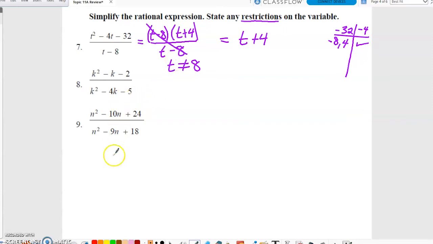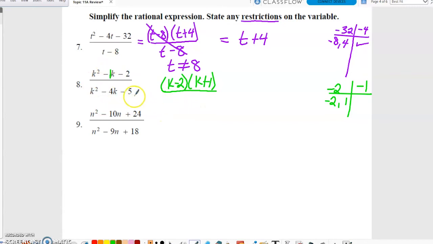Looking at number 8, switch colors here, I'm going to have to factor both the numerator and the denominator. So looking at the numerator, we have k squared minus k minus 2. Remember, that is a 1k. So if I factor -2, looking for a sum of -1, that's going to be -2 and +1. So we're going to get k minus 2 and k plus 1.